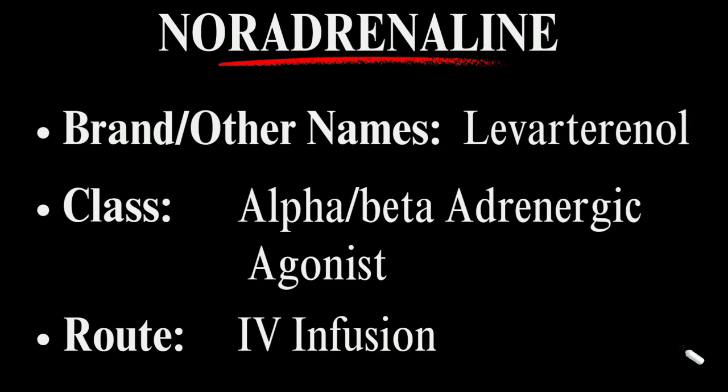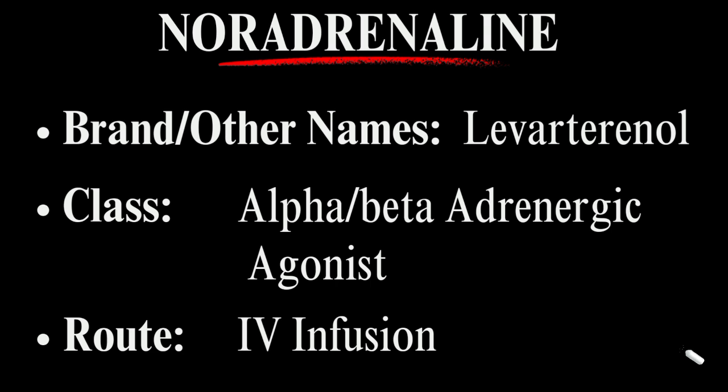Noradrenaline is also known as norepinephrine. So it's an alpha beta adrenergic agonist which works by causing peripheral vasoconstriction. This increases the systemic vascular resistance, causing an increase in cardiac output and an increase in heart rate. The route of administration is IV infusion only.